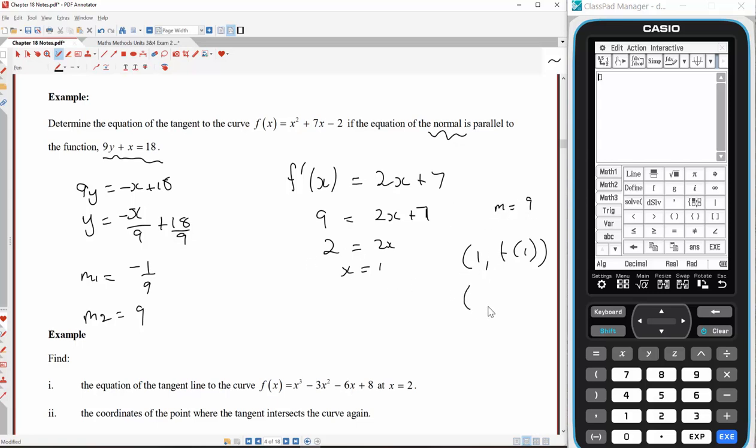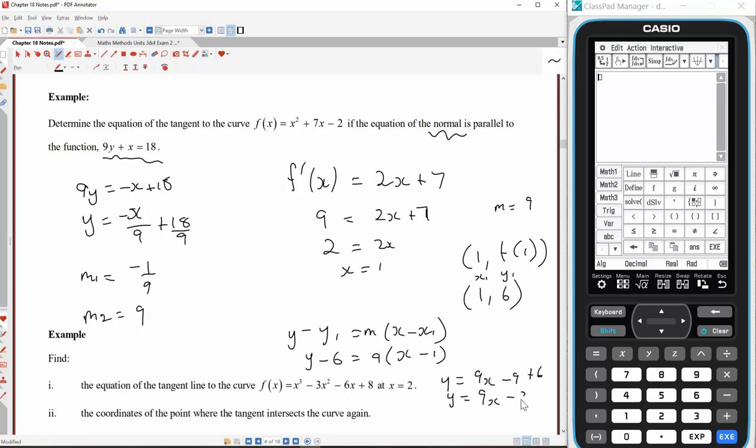So all we need to do to get the equation now is (1, ?). What is f of 1? It is 1 plus 7 is 8, 8 take 2 is 6. So y take y1 equals m (x take x1), that's x1, that's y1. Okay, so let's do y take 6 equals 9 (x take 1), y equals 9x take 9 plus 6, y equals 9x take 3.